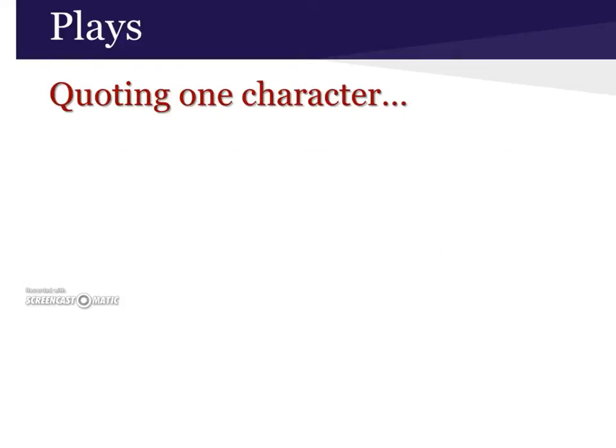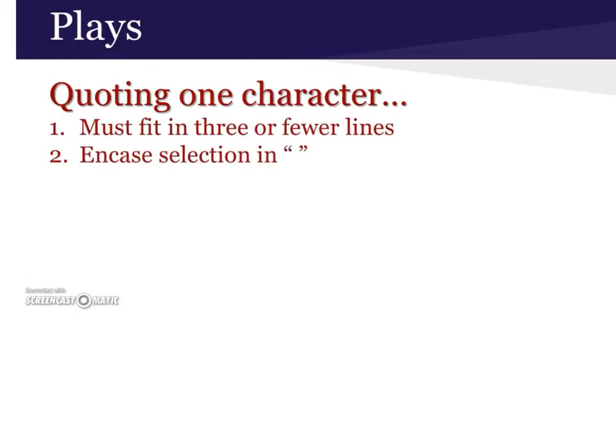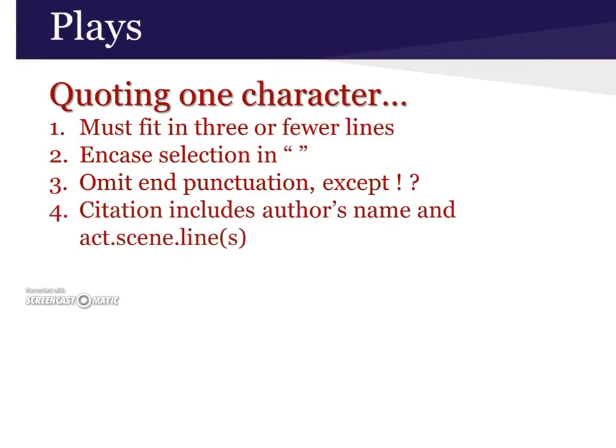So if we're quoting only one character and we can fit the quote in 3 or fewer lines, we begin by putting the selection within quotation marks as usual, including all internal punctuation. We're going to omit the end punctuation except for question marks and exclamation points, and we're going to make a parenthetical reference that includes the author's last name and then the act, the scene, and the line number.